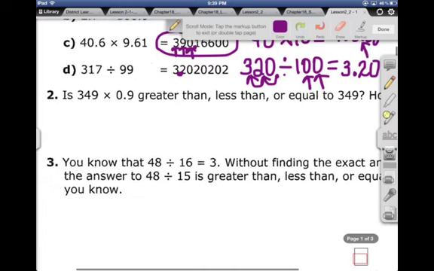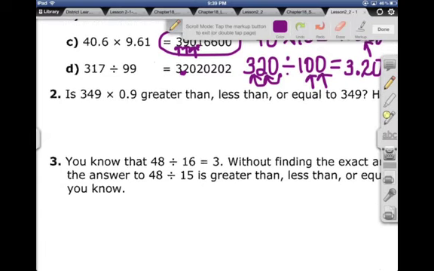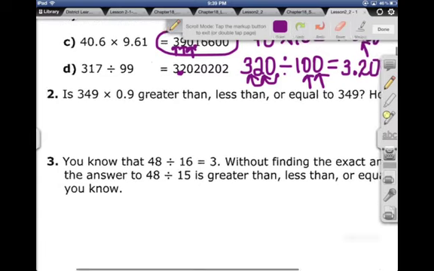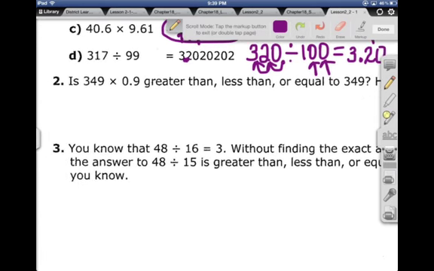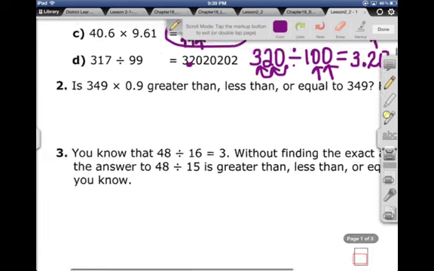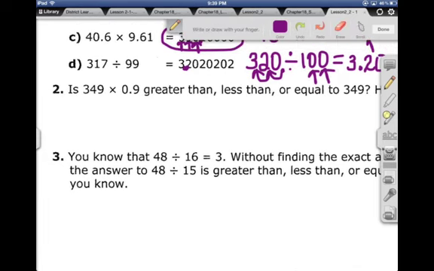Okay, what do we got next? Is 349 times 9 greater than or equal to 349? Okay, so here's the thing. If I could only get 9/10 of 349, did I get all of 349? Let's do an analogy. 350 points on a test.